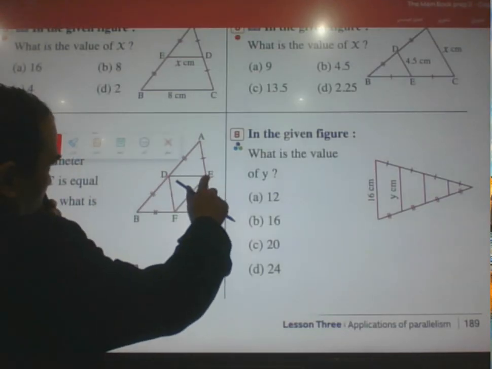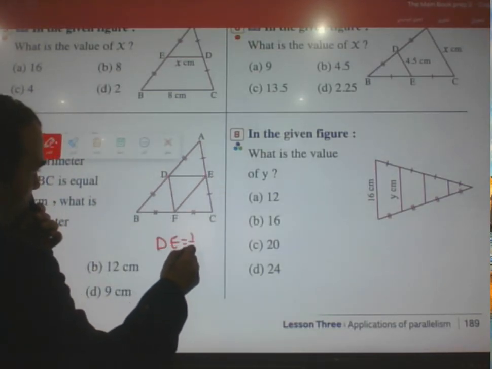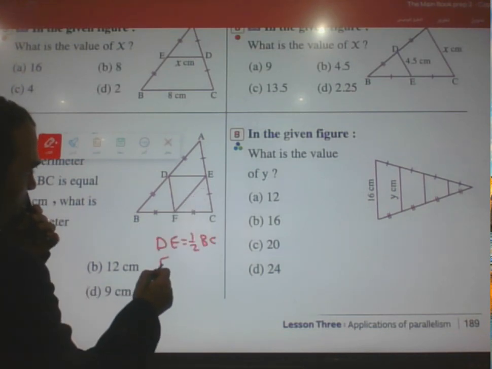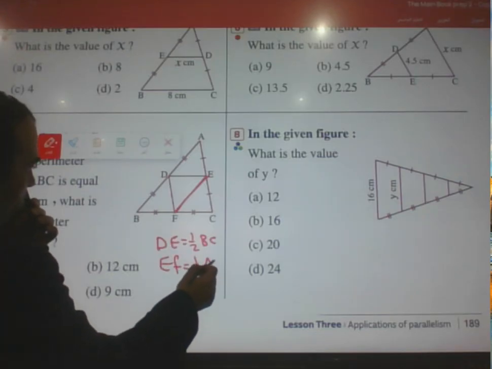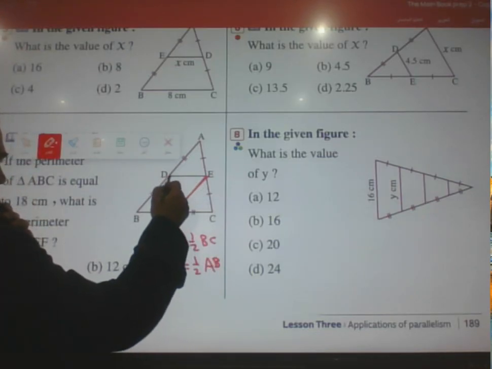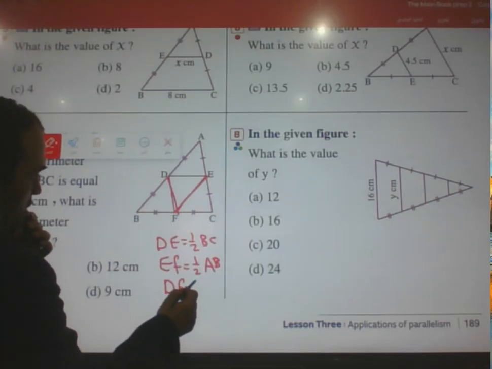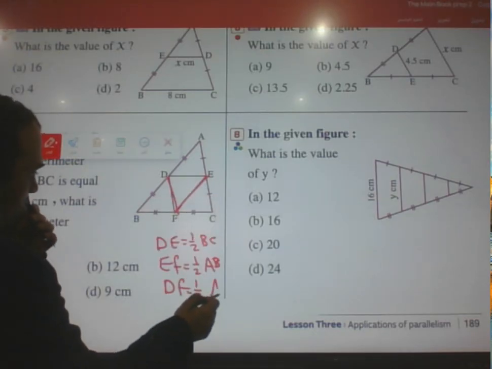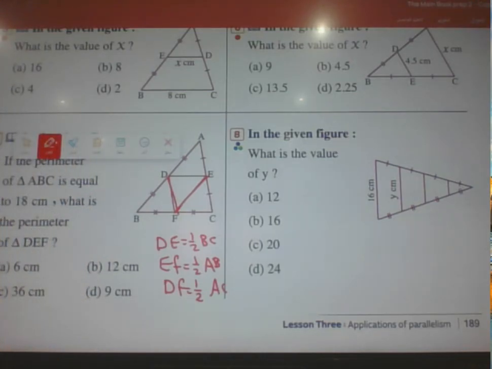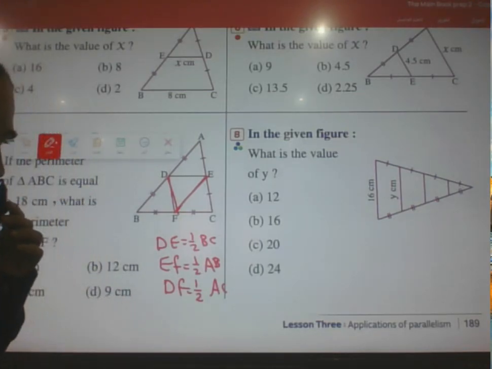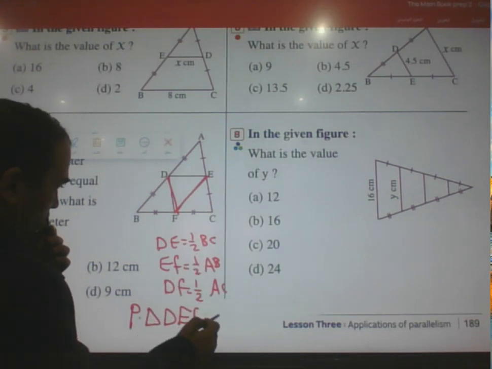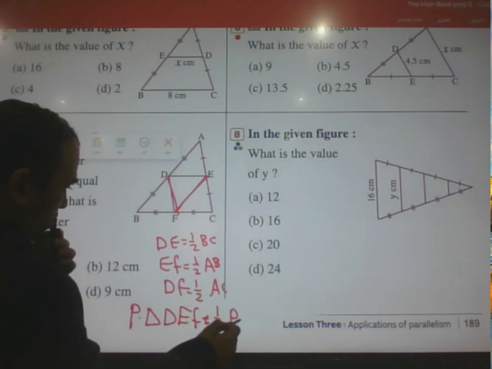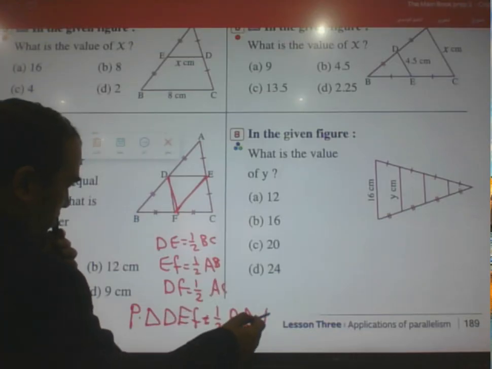DE here we call the mid segment. Then DE is half of BC, and EF is half of the opposite side here, AB. And also we have DF, which is half of AC. If we collect the left-hand side and right-hand side to find the relation, DE plus EF plus DF will be the perimeter of triangle DEF. And if we collect the right-hand side, it will be half of the perimeter of triangle ABC.